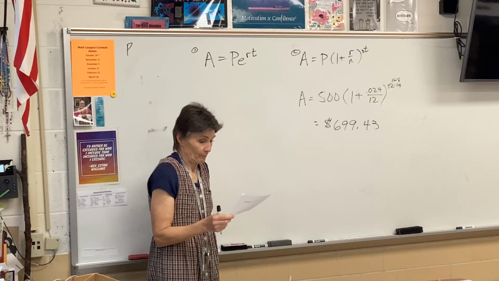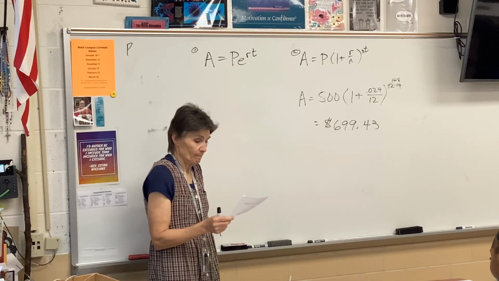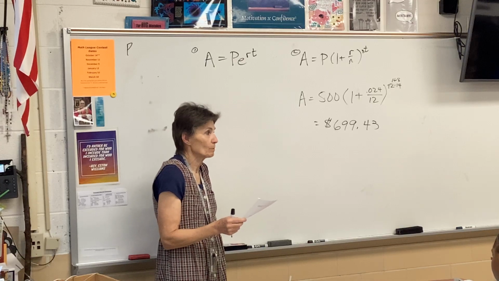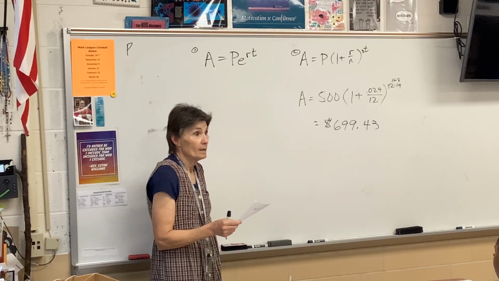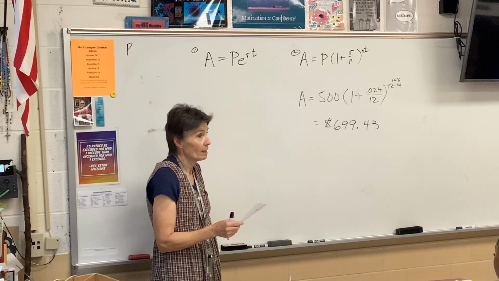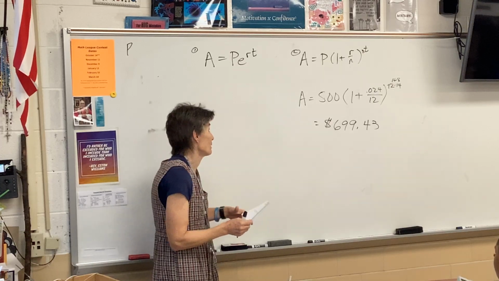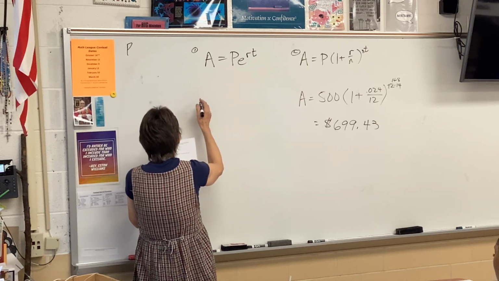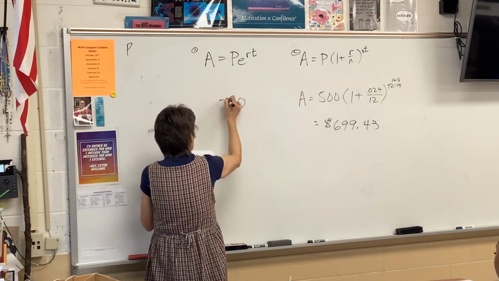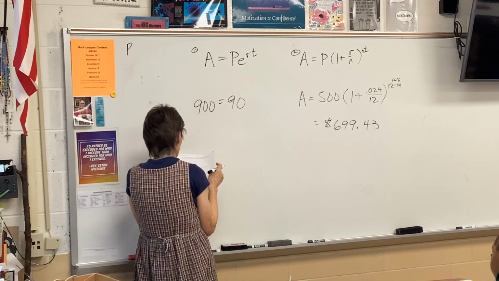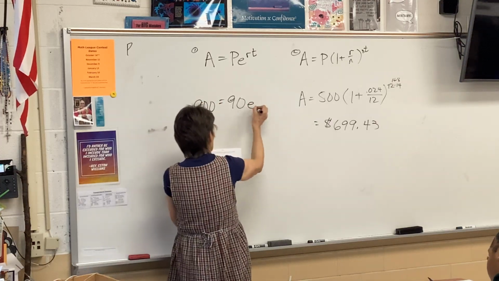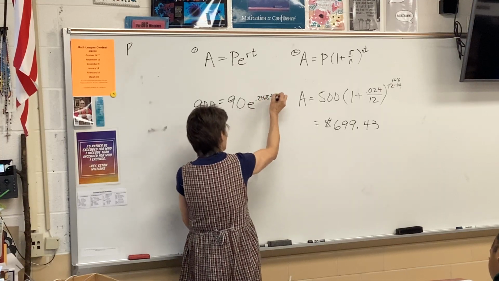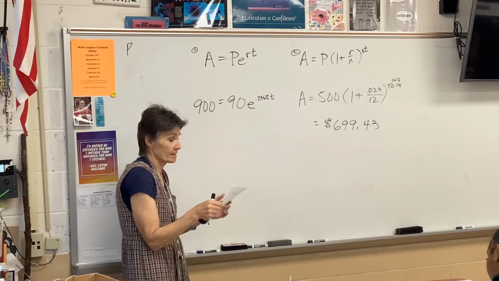Number two. Which formula do I use for number two? The first one. Because if it's not money, I'm never going to be using that one. That one's only for money. So here we go. Francie starts with 90, but she wants to end up with 900. The growth constant is 0.2468, and I want to know how long it takes.